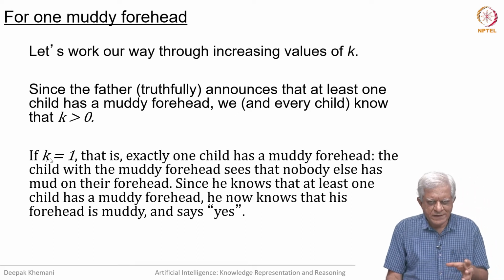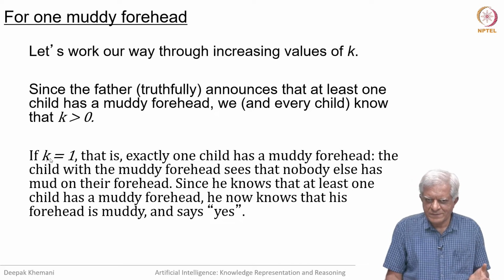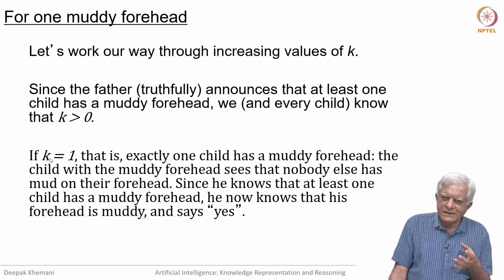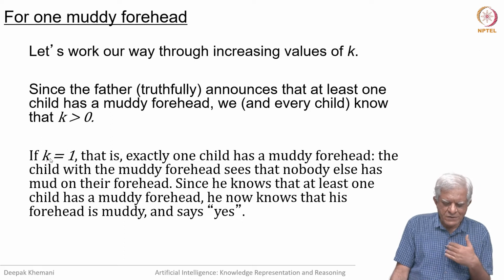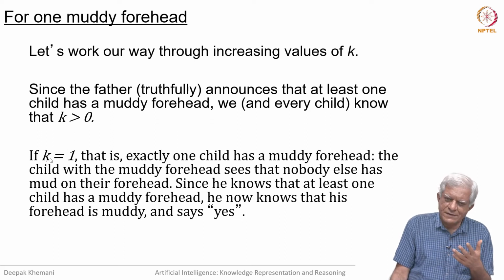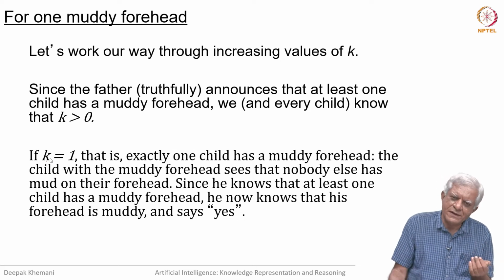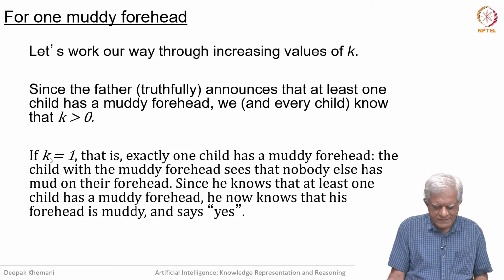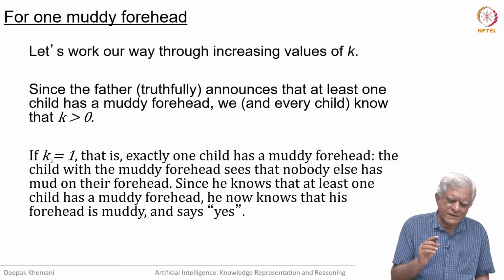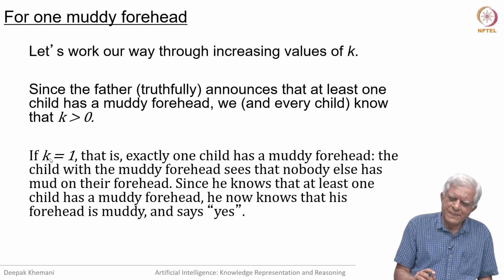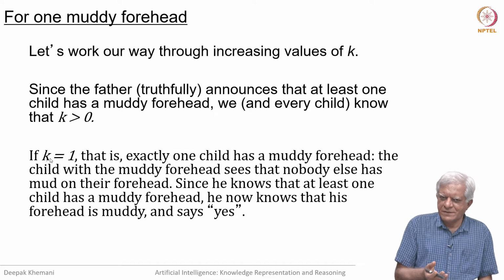That child can see that no other child has a muddy forehead. So, this announcement that the father made was news to him or her, as the case may be, and once the announcement is made, he will know that he has mud on his forehead, because nobody else has mud on their forehead. And when the father asks, does anyone know, he would immediately raise his hand and say, yes, I know. So, the case when only one child has mud on the forehead is simple, but now the cases become a little bit more involved.